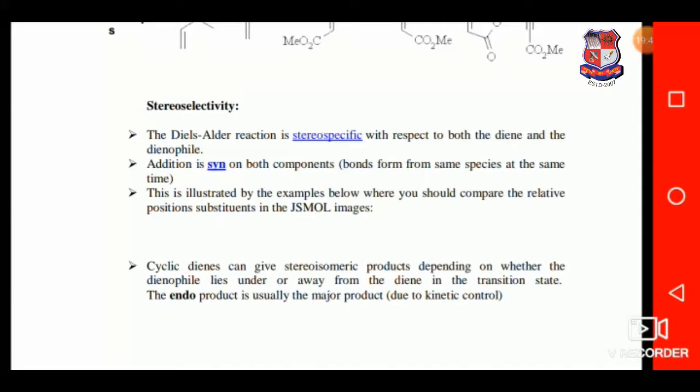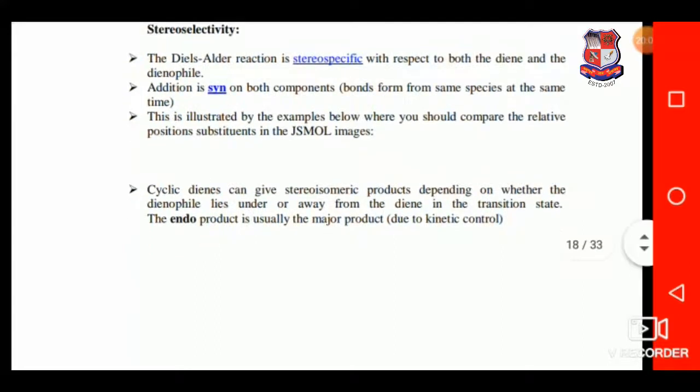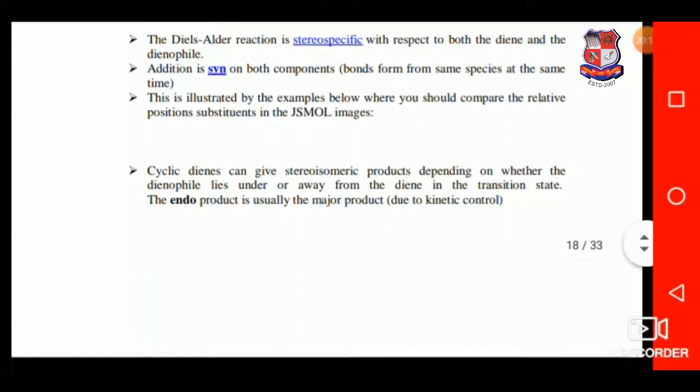Stereoselectivity. In the reaction, it is stereospecific with respect to both diene and dienophile. Anti and syn addition on both components, bonds form from the same species at the same time. This is illustrated by these examples below, where you should compare the relative positions of substituents in the images.